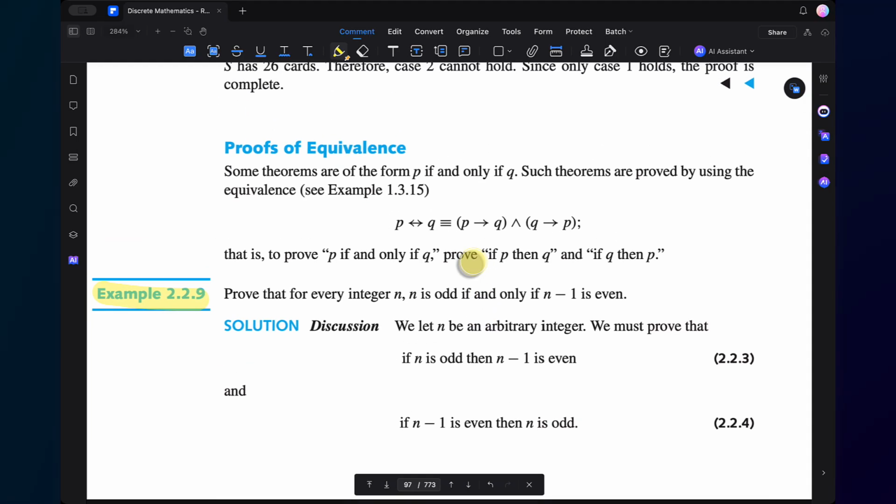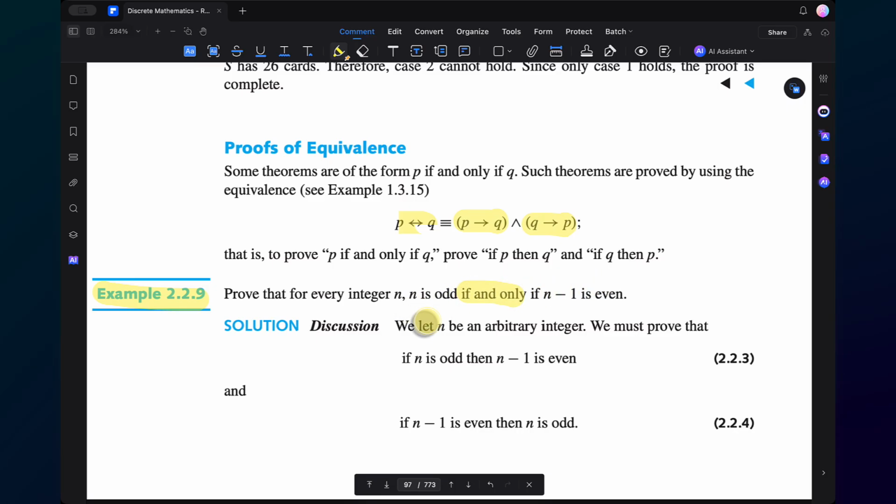Okay, so the example would be this. Prove that for every integer n, n is odd if and only if n minus 1 is even. So this idea of if and only if is logically equivalent to P implies Q, and Q implies P. So to prove an if and only if statement, we have to prove both directions.